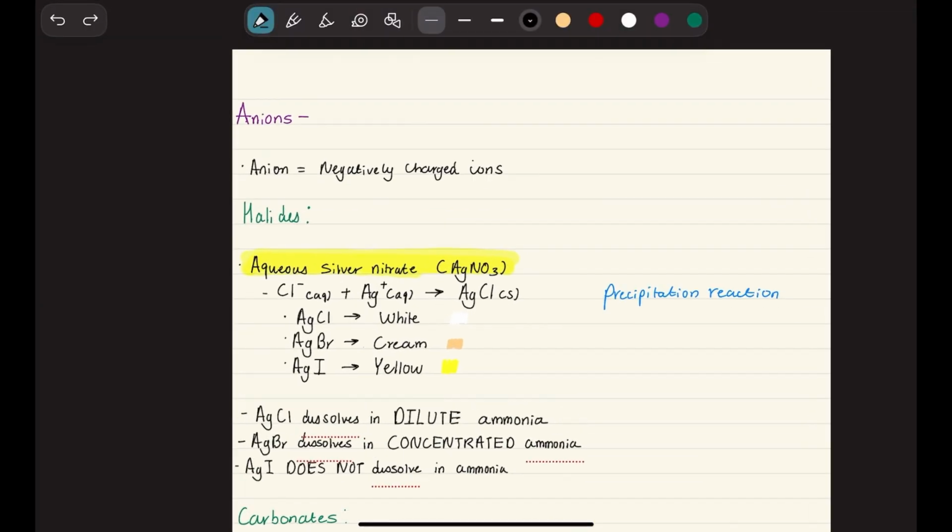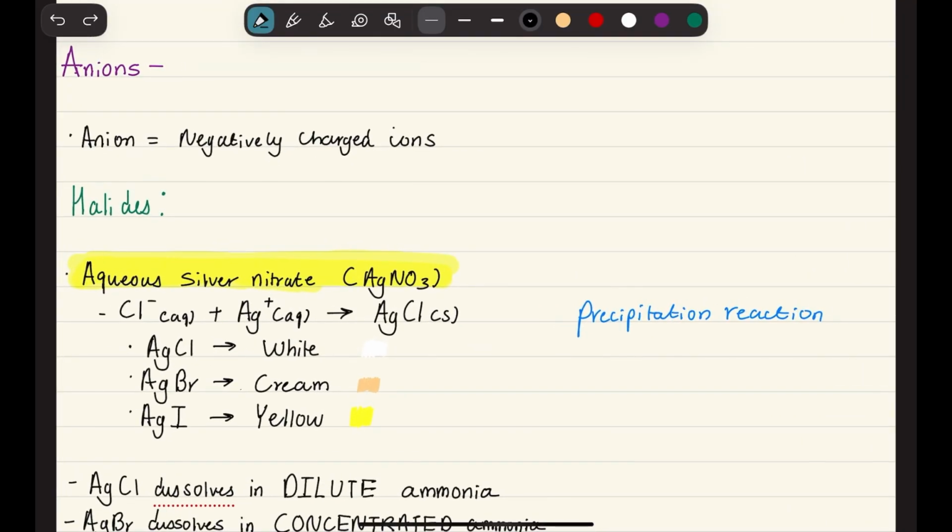Okay, so we're going to start with anions, and these are your negatively charged ions. So, three main tests we need to know about: halides, carbonates, and sulfates. Now, for halides, thankfully we only need to focus on chloride, bromide, and iodide.